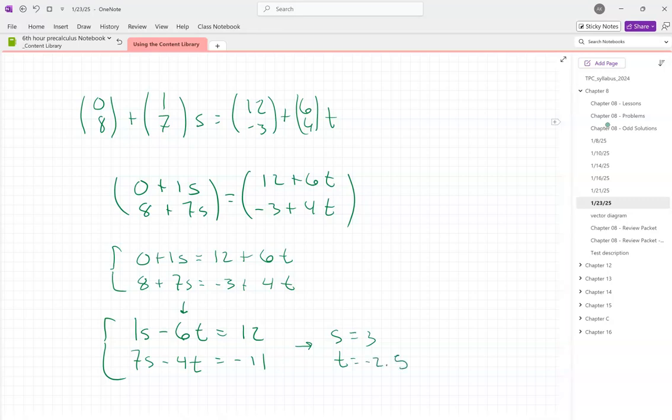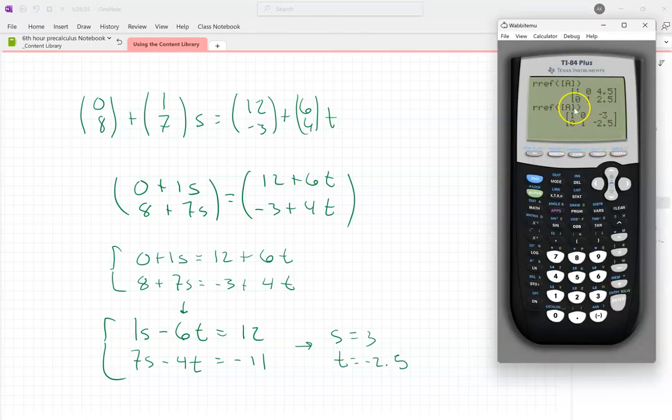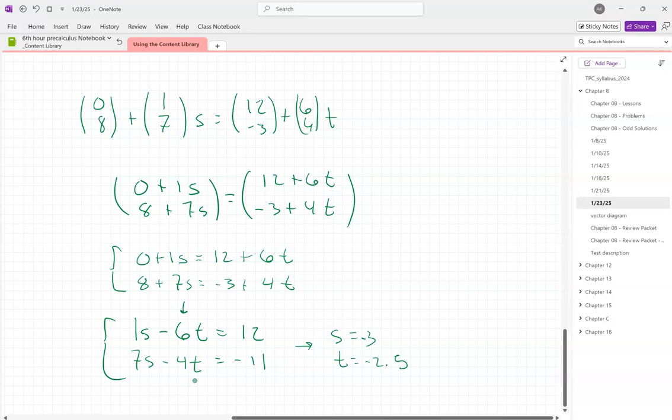Is everybody okay with that? And I knew on my calculator which column was my S column and which column was my T column, because it just matches whether I put S's first or T's first when I wrote my system. I try to keep everything in alphabetical order so it's organized and intuitive to me. But it doesn't matter: if you had written the T's first, you would still have gotten T equals -2.5 and S is 3. Or -3, I should say. Miscopied the negative. All right.